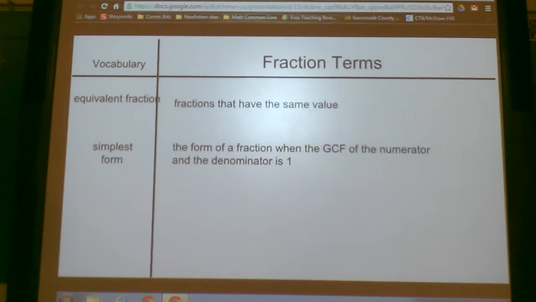The second one is simplest form. This is the form of a fraction when the GCF of the numerator and the denominator is 1. It means it cannot be any smaller.